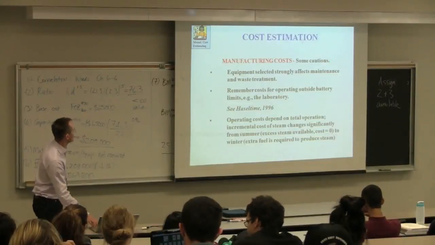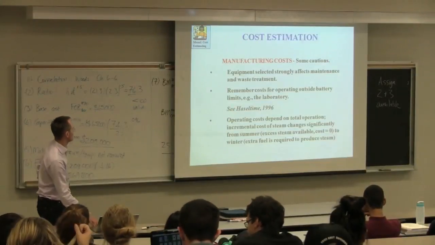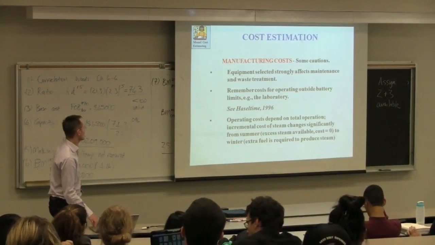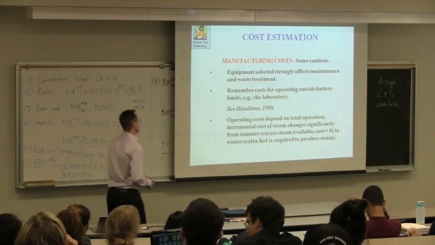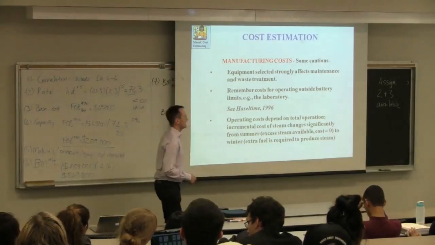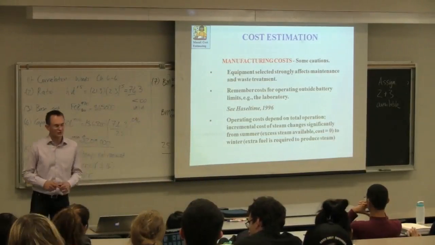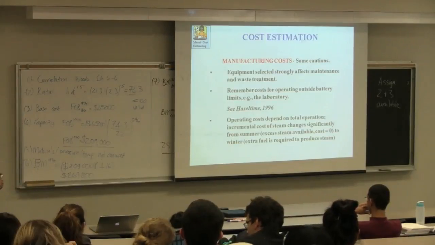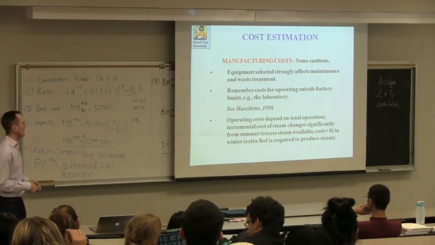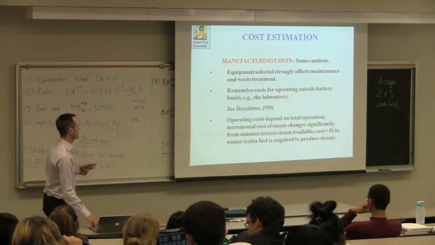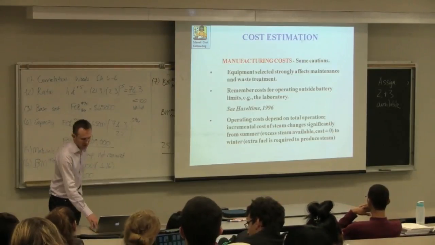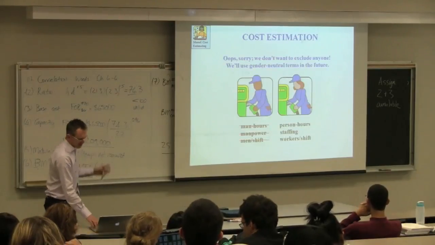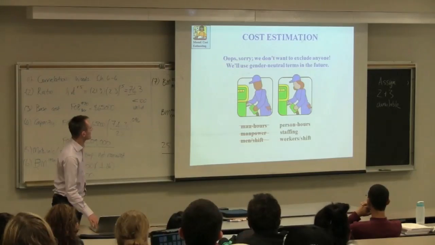So equipment selected by maintenance cost for laboratories, and we covered that. Incremental cost of steam. Okay, here Dr. Marsh makes the point that if you're looking at excess steam available to you, your plant often has excess steam available that in the summertime costs you no money, but in the wintertime that extra fuel is going to cost you. So when you do the capital cost estimation, you may want to take that part of the year into account. This we don't need today, and we're aware of this sort of stuff.